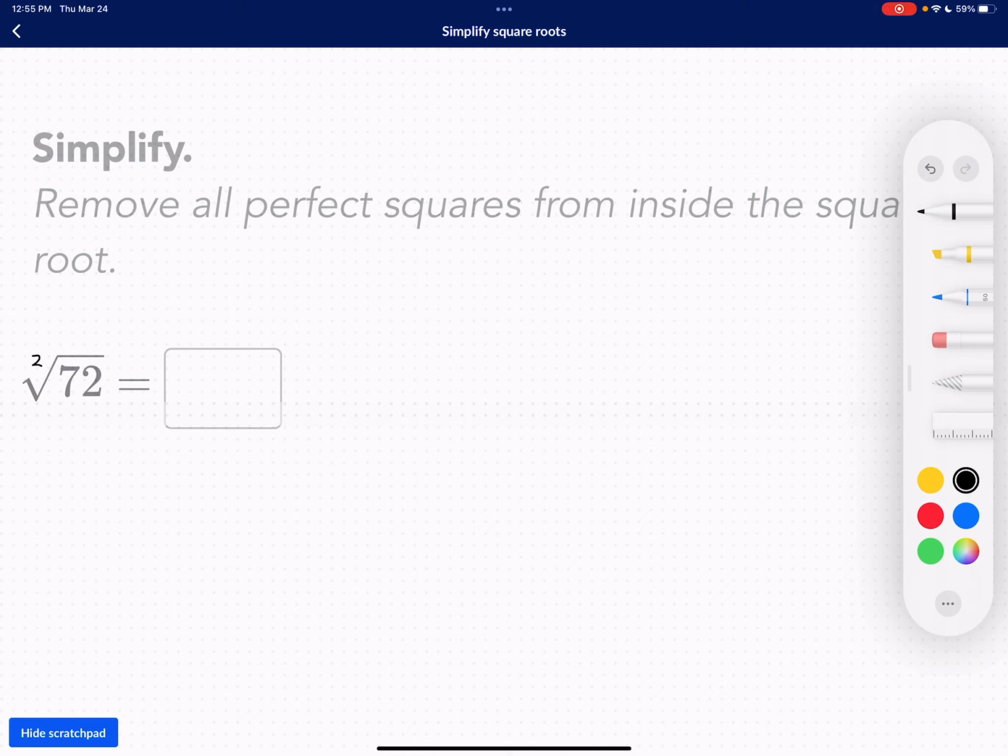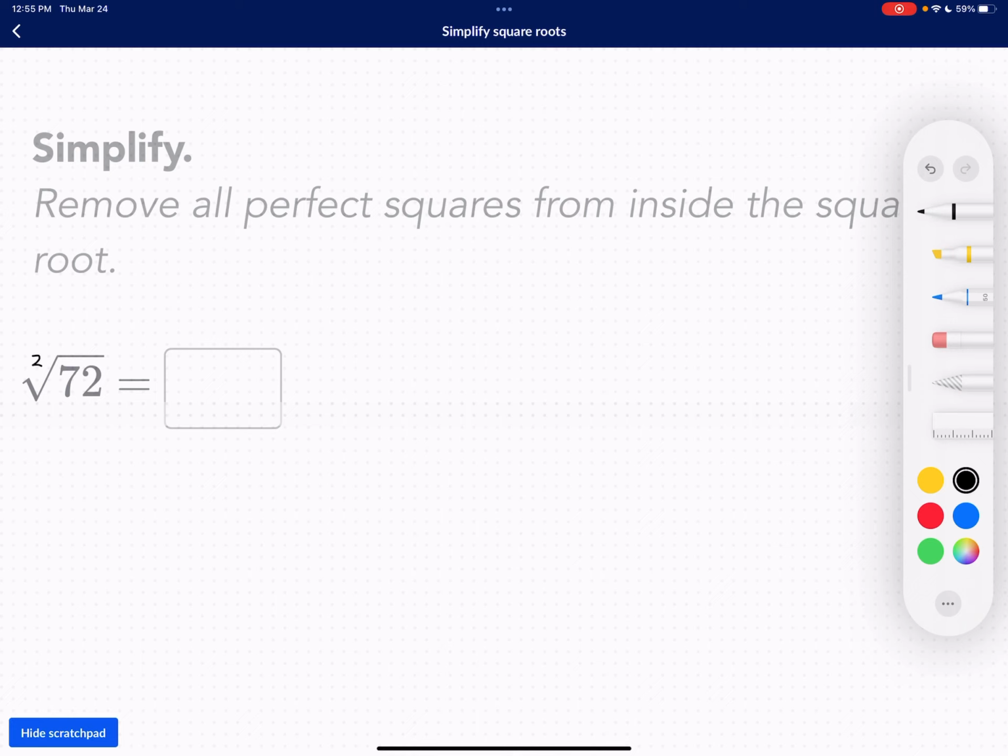No matter what I do, if I'm looking at a number squared, 8 times 8 is 64. Well, that's lower than 72, so it's not that. And then the next integer squared is 9 times 9, which is 81, which is higher. So we know that's not going to be an integer. If it's not an integer, it's hard.